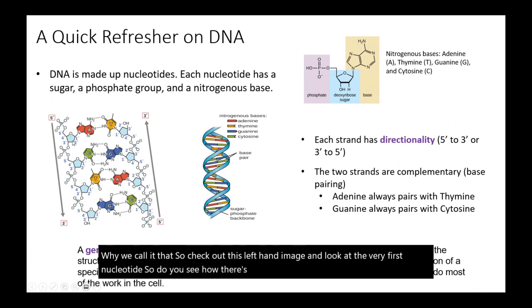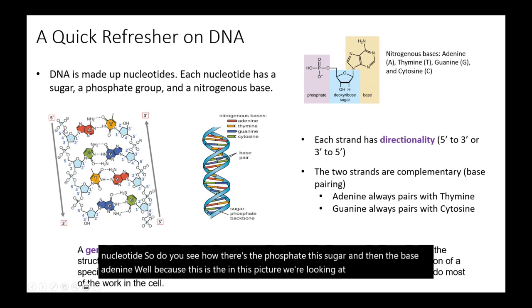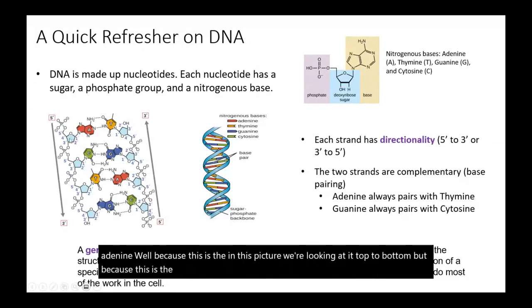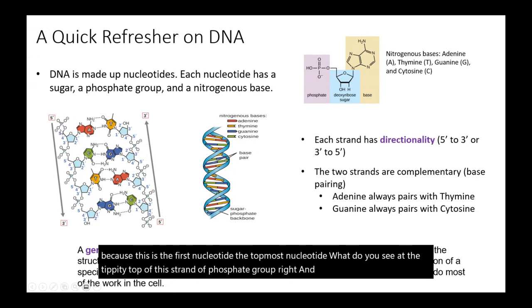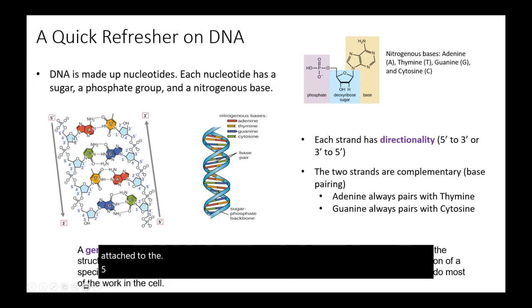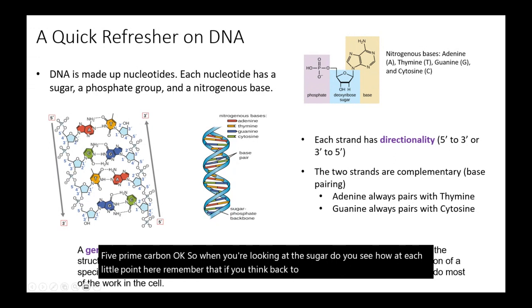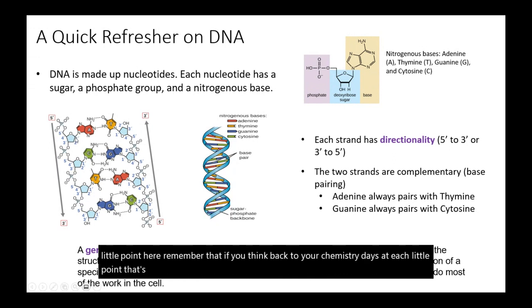Do you see how there's the phosphate, the sugar, and then the base adenine? Because in this picture we're looking at it top to bottom, and this is the first nucleotide, the topmost nucleotide, what do you see at the tippity top of this strand? A phosphate group, right? And this phosphate is attached to the 5' carbon, okay? So when you're looking at the sugar, do you see how at each little point here, if you think back to your chemistry days, at each little point, that's a carbon molecule. So we always number our carbon molecules.